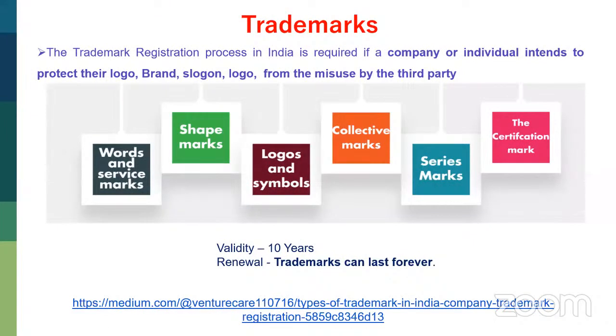So trademark, as I mentioned in the previous slide, is for business purposes, goods and services. What comes under this trademark is your logo, your brand name, and your slogan, which means it restricts a third party's usage or misusage of your own design, logo or slogan. The validity for a trademark is 10 years, and you can renew it so that it will be there as long as we use it.